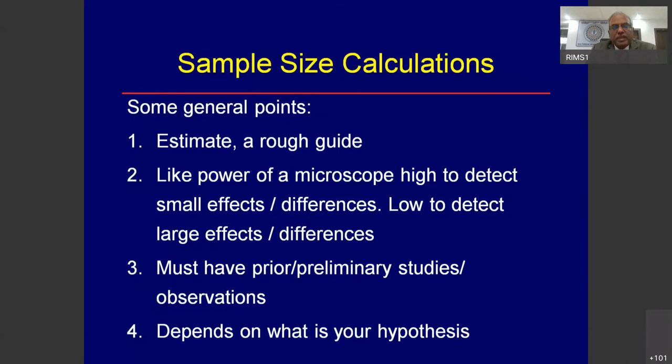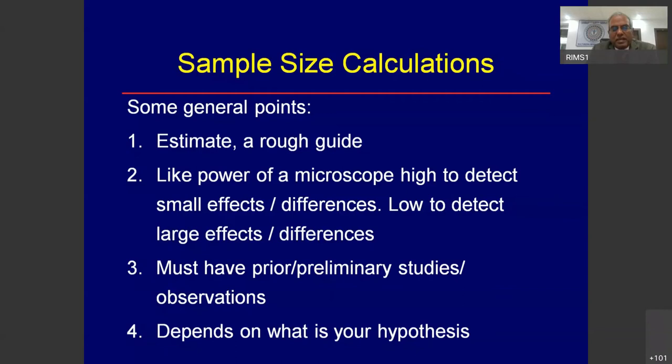Like a microscope, if you want to detect small effects, then you have to have high power, which means high sample size, larger sample size. When you want to detect large effects, you don't need a very high power microscope, a low power microscope will do, which means a lower sample size can also do. And it is good to have some prior studies, though it is not always essential, as we were discussing last day. And also it depends on what your hypothesis is.